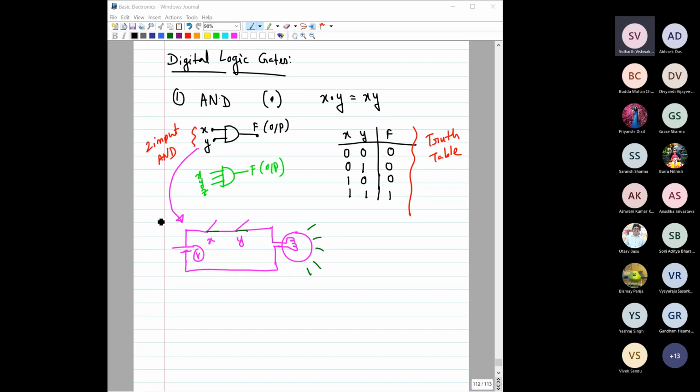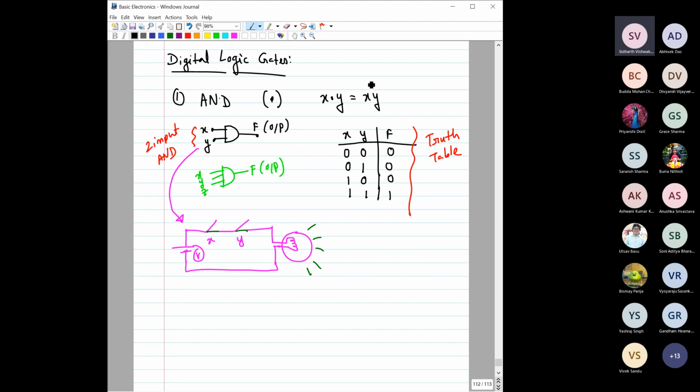We discussed the AND gate yesterday. The AND operation is generally denoted by the dot symbol. So X dot Y means X AND Y. Sometimes this dot is not given in between, so if it is X and then Y, it is basically an AND operation between X and Y.